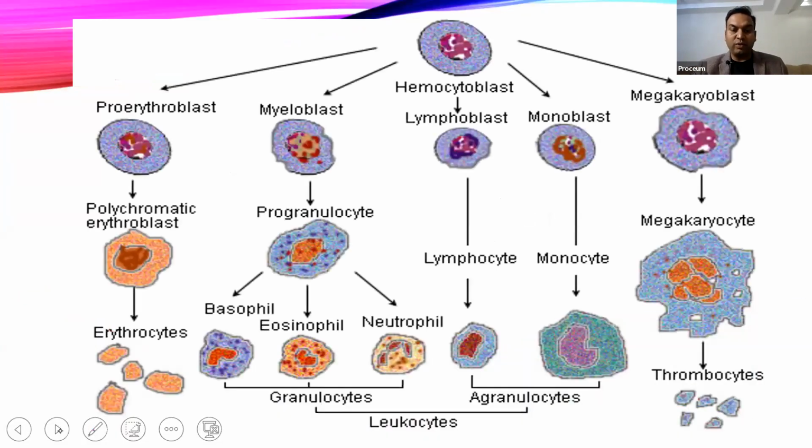Then, erythropoiesis. All cells are formed from a common origin called the hemocytoblast or pluripotent progenitor cells. From there, different cells will form: the erythroblast series forms the erythrocyte, the myeloblast series forms the granulocytes, the lymphoblast forms the lymphocyte, the monoblast forms the monocyte, and the megakaryoblast series forms the thrombocyte. Those series will produce the individual different types of cells.